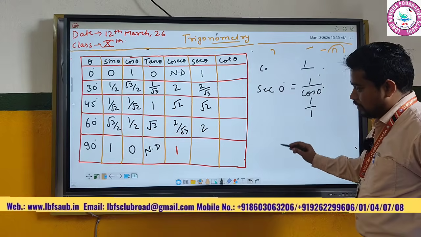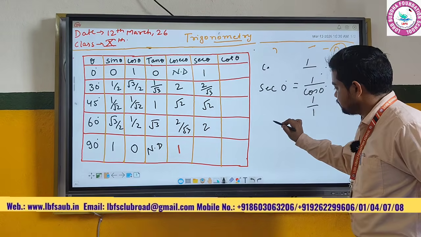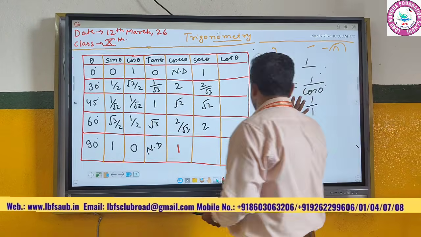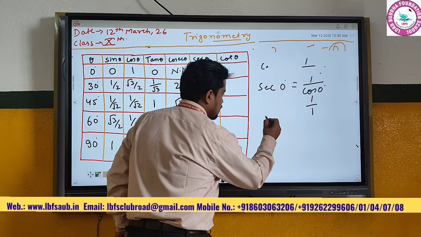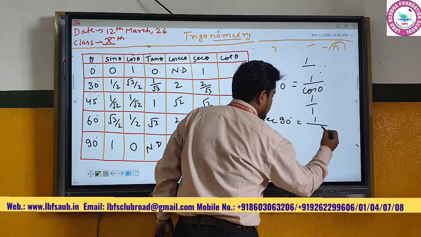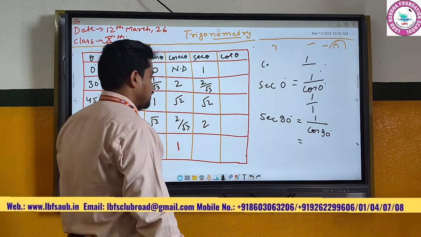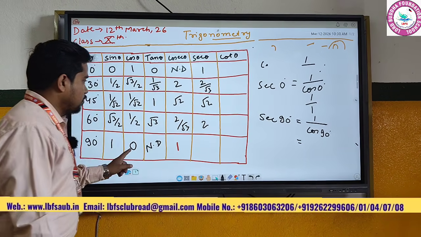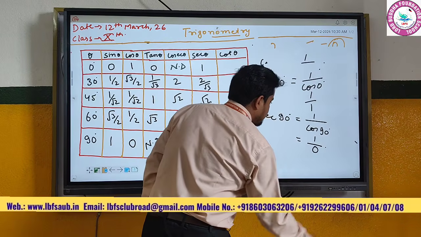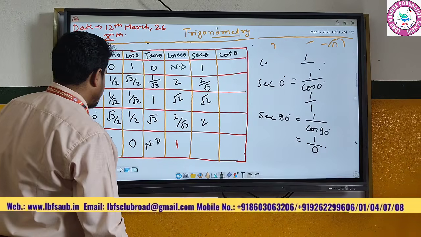Value of cos 90 is 0. So we have to find out the value of sec 90. See here, the value of sec 90 means 1 upon cos 90. Okay, so the value of cos 90 is 0. So 1 upon 0, which means it will be equal to not defined.